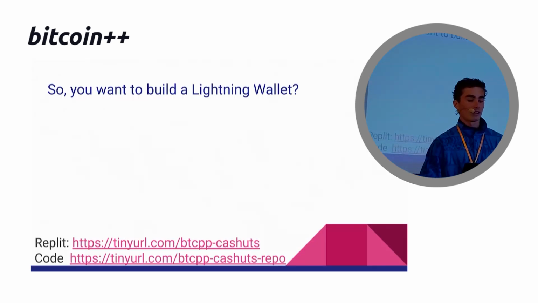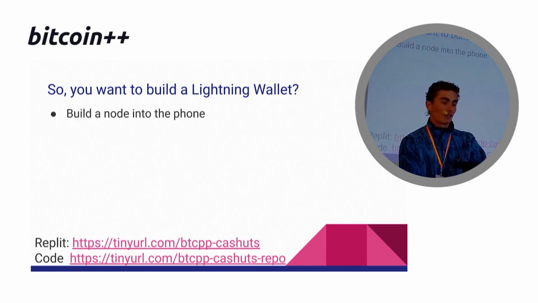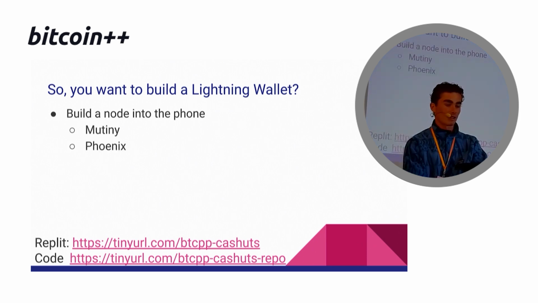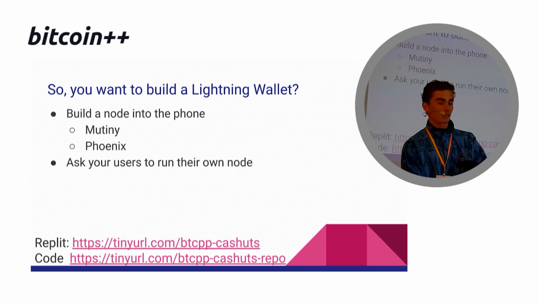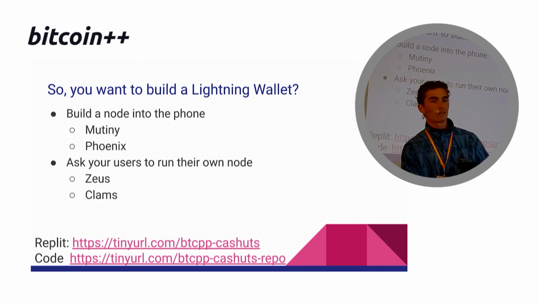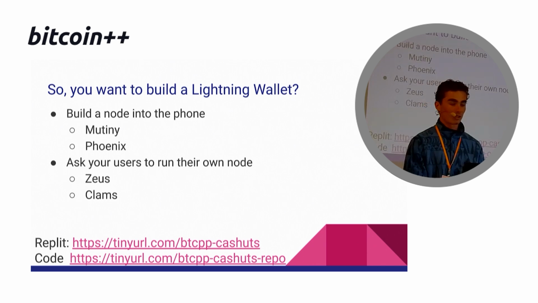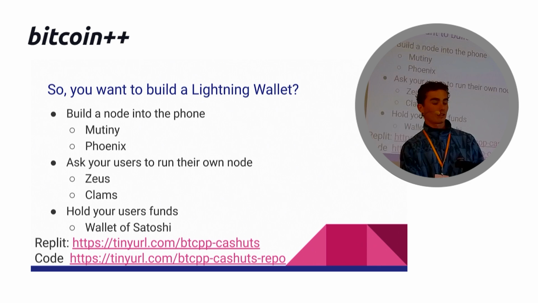So you're here, you want to build a Lightning wallet. Some other options are to build a node into the phone, like Mutiny or Phoenix. That has its upsides, but it's also extremely complex. Another option is to ask your users to run their own node, which could be something like Zeus or Clams that provide a front end to your Lightning node, and you can just connect to it. But most people aren't going to do that. Or you can hold your users' funds with something like Wallet of Satoshi, but then you have to worry about being a custodian.